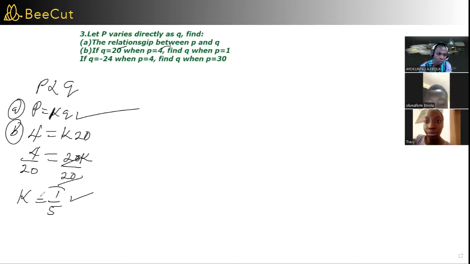I can now put this 1 over 5 back into the first equation. So what is now the first equation? The first equation is P equals constant times Q. And what is my constant? 1 over 5. So I have to remove the k now and put 1 over 5 instead of k.